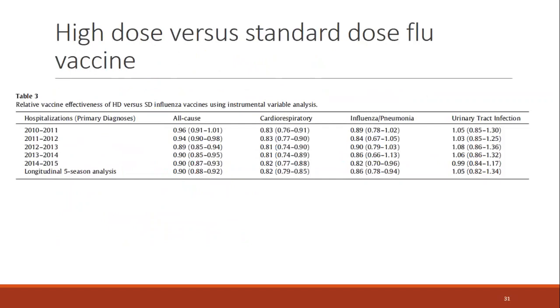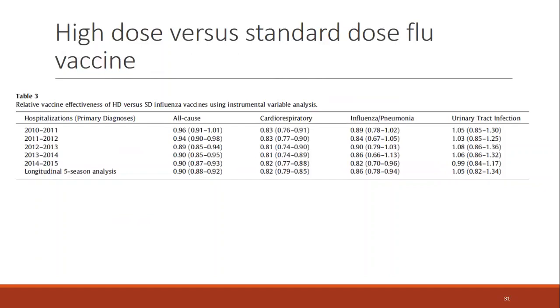So we'll wrap up here. Again, what happened here? With high dose versus standard dose flu vaccine, what they found was that when they used this instrumental variable approach, you can see that all of these ratios are less than 1. So they showed, once they used this method, that it does appear that the high dose vaccine was effective in preventing adverse consequences.